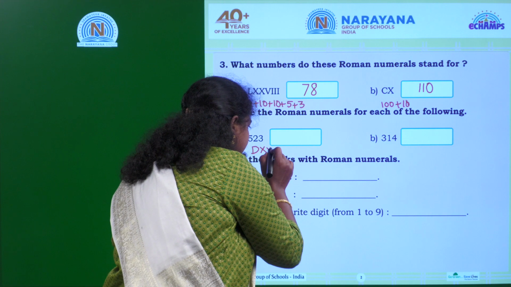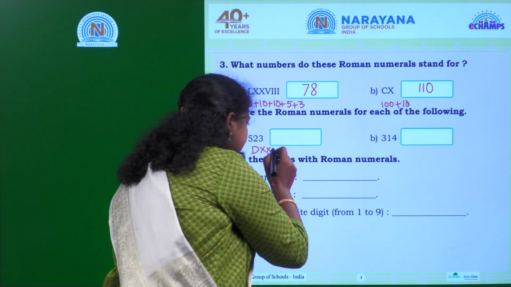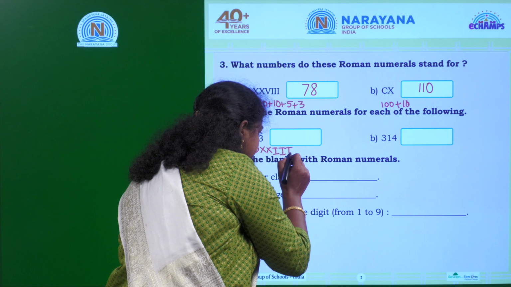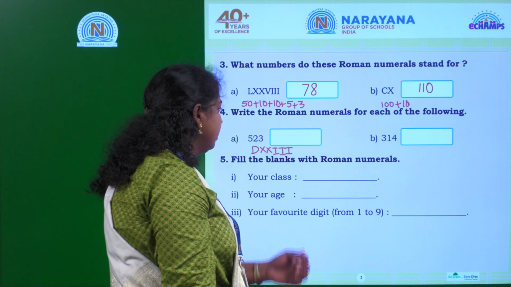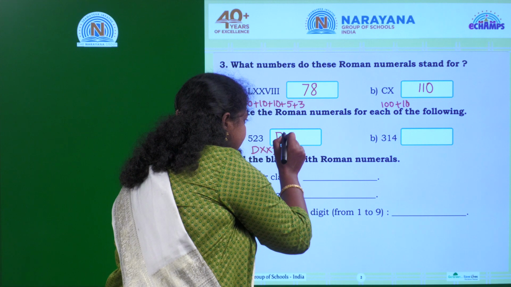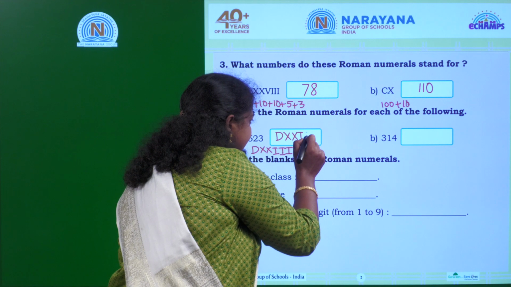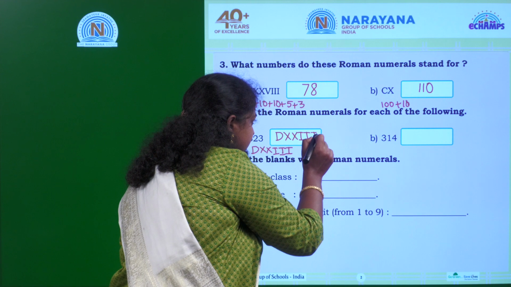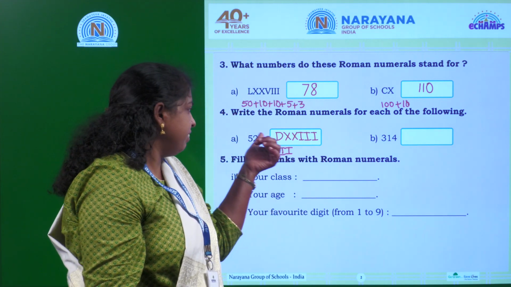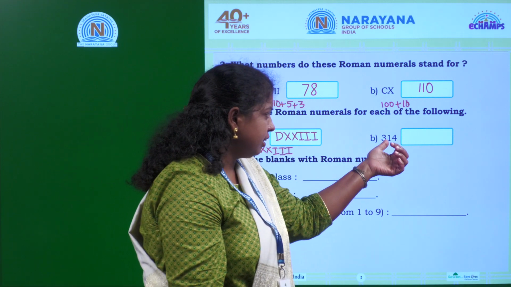X, X. So, what is the next one? Ones place digit? 3. How will you represent 3? I. 3 times I. Okay. So, what is the Roman numeral for this 523? D, X, X, I. Okay. Like this, you have to convert the given Hindu-Arabic number to its Roman numeral. What is the second one?